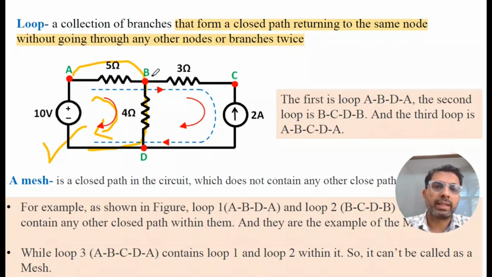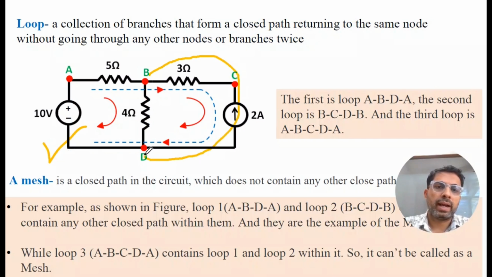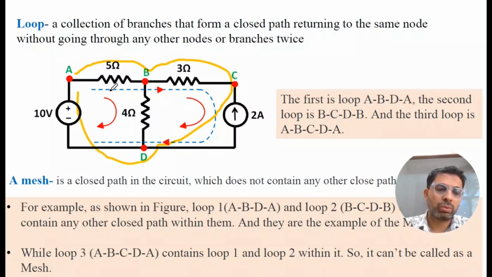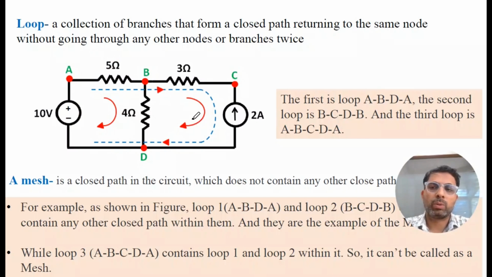And what about the second loop? That is B, C, D, and again it will come to B. So this is my second loop. And the third loop is again A, B, C, D, A, noted in the blue dotted line. So how many loops are there? That is 3 loops. So I'll repeat again, the loop is a collection of branches that forms a closed path returning to the same node.